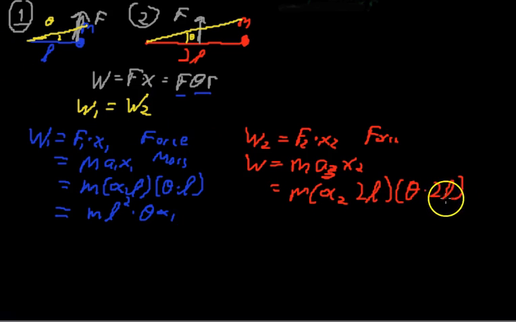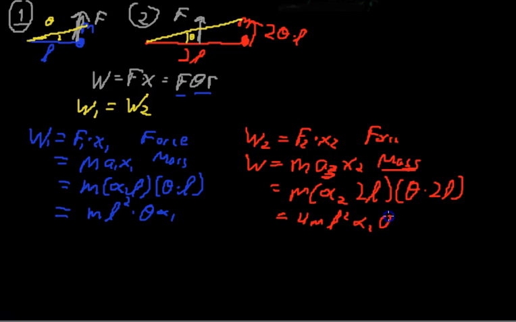Now, why is it 2L again? Our force is only moving through a distance of theta times L, but we're no longer looking at the force. We've switched gears to focus on what the mass is doing. The mass itself is moving through twice as much distance, 2 times theta L is the distance through which it moves, not theta times L like we had in the first case. So we have to plug in the 2 times theta L. And what this gives us then is 4 times mL squared alpha 2 theta.